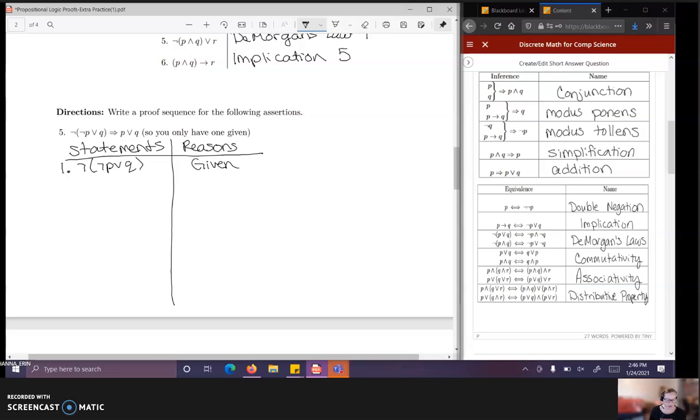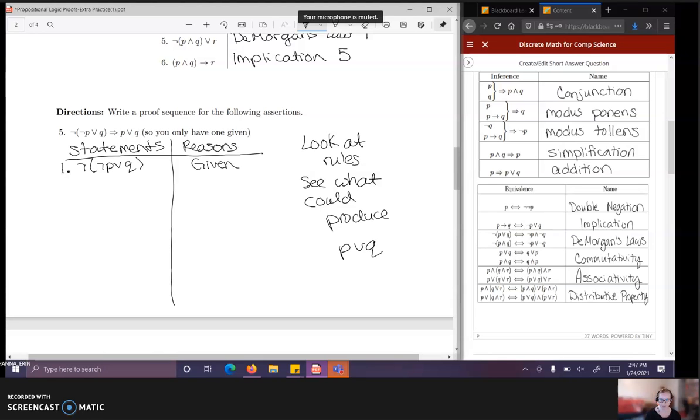And what I'd like you to do now, if you haven't already tried this, is pause really quick and take a minute to look at your rules. Look at the rules on the side and see what could produce this P or Q that we're going to desire. Note that we have an or, but we have too many negations going on. Take a minute to try to look at some rules that might get us there.